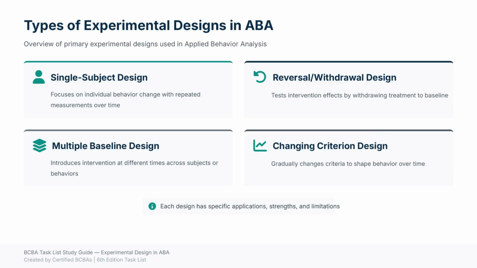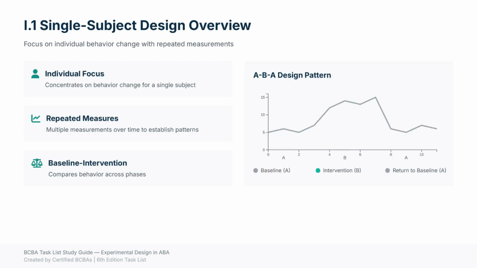Third, multiple baseline designs, where the intervention is introduced at different times across subjects, behaviors, or settings. And finally, the changing criterion design, which is used when behavior is gradually shaped through progressive performance criteria. Each of these designs has specific strengths, limitations, and appropriate applications, and understanding these differences is critical for the BCBA exam. Single-subject experimental design is the foundation of research and practice in applied behavior analysis.